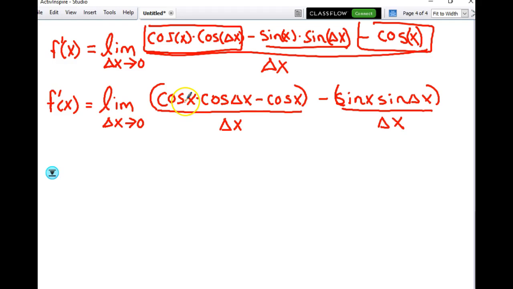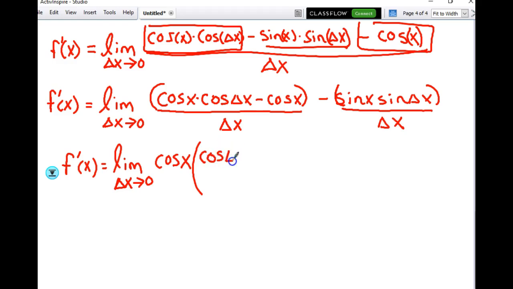Next, I'm going to factor out the cosine x in my numerator here. And if I do that, I get the following. And here I'm going to pull this sine x out of the numerator, and we'll group these two together.